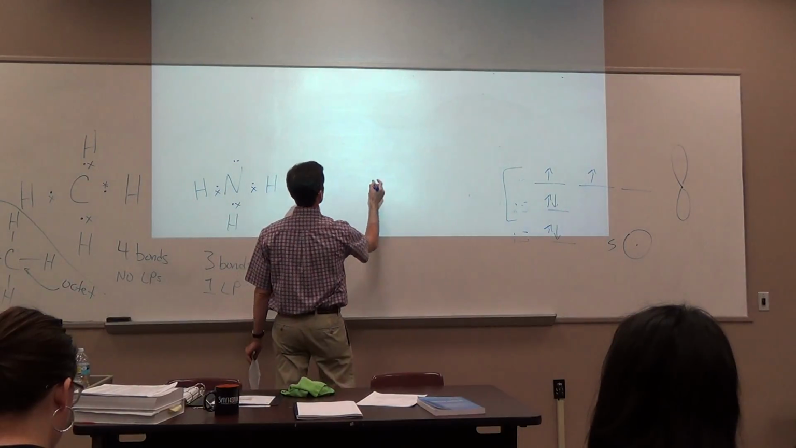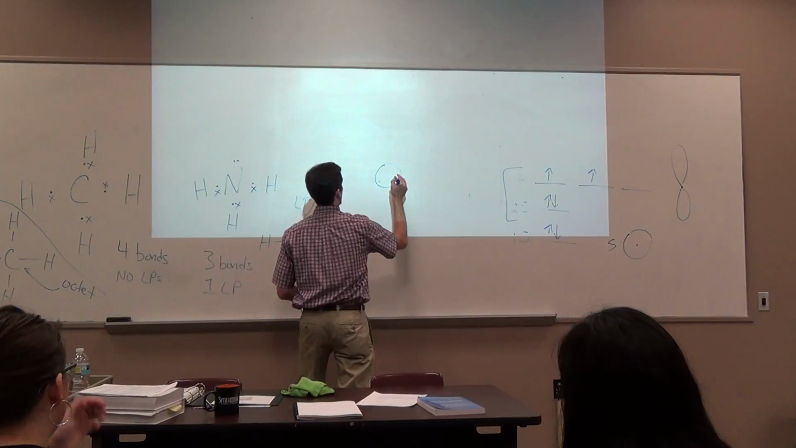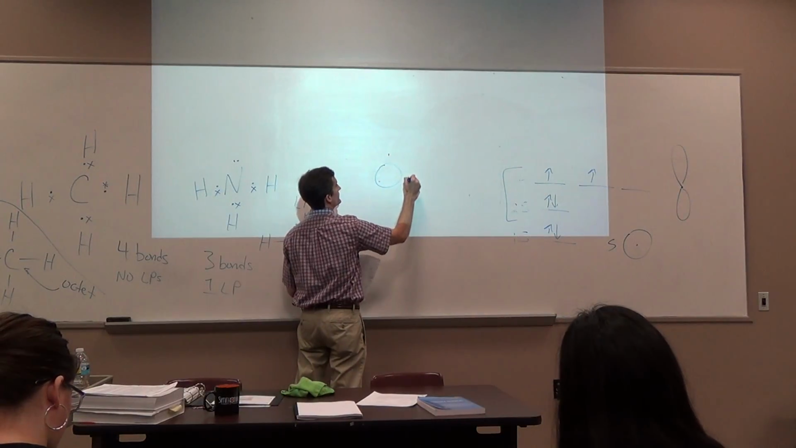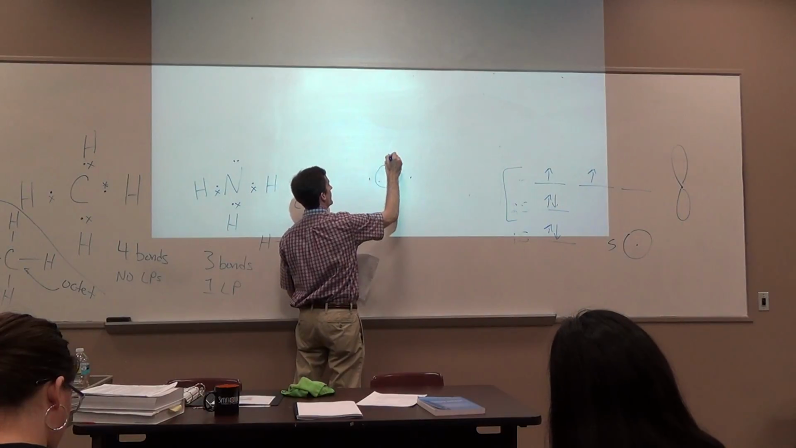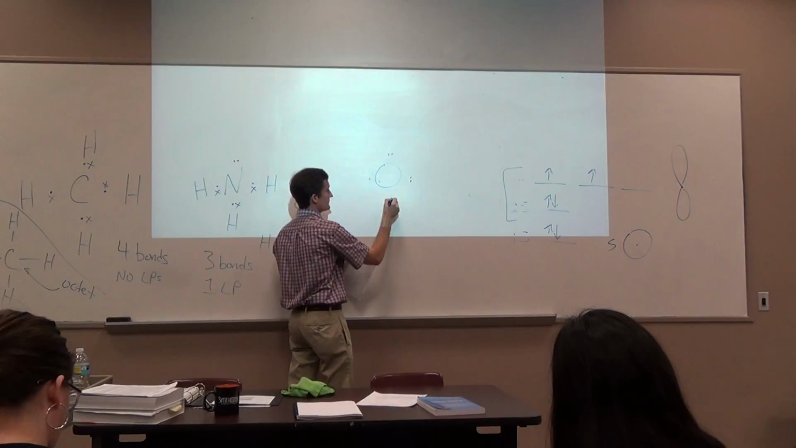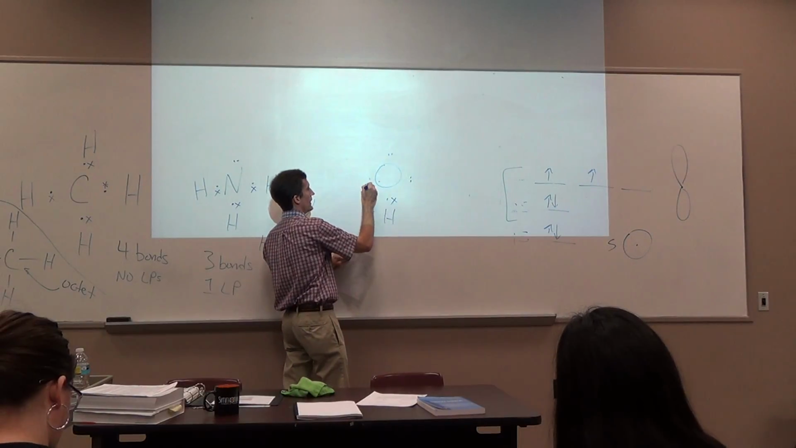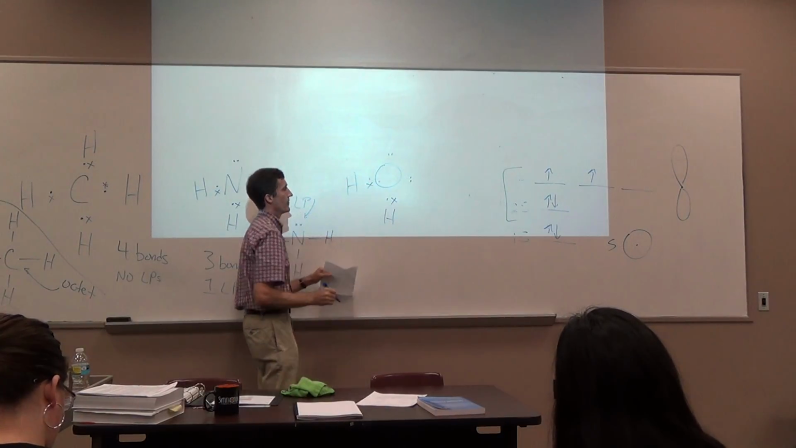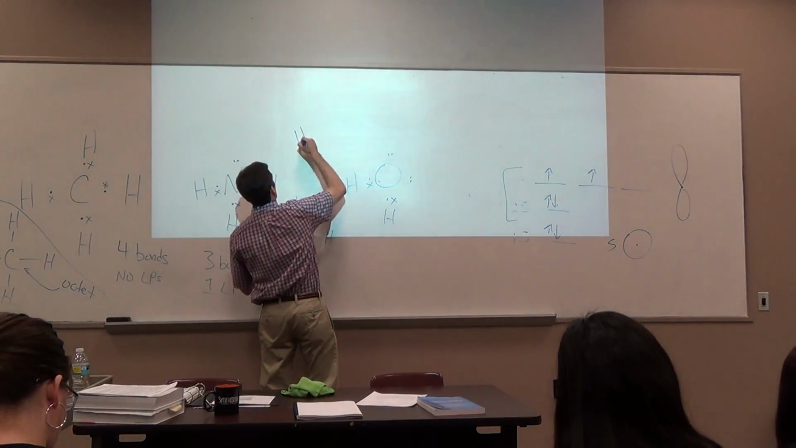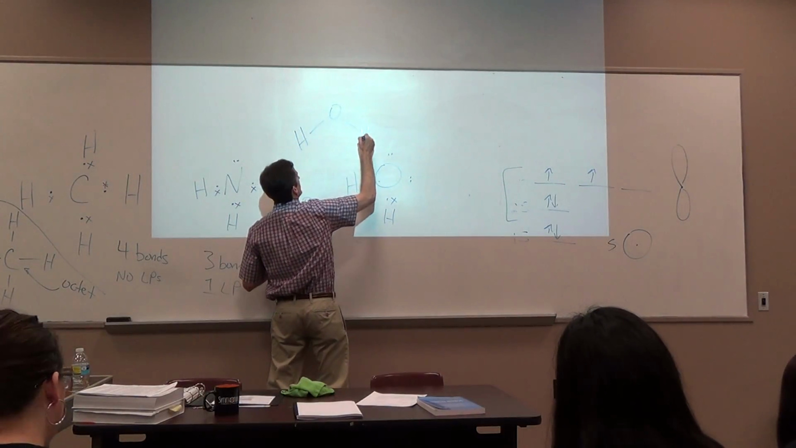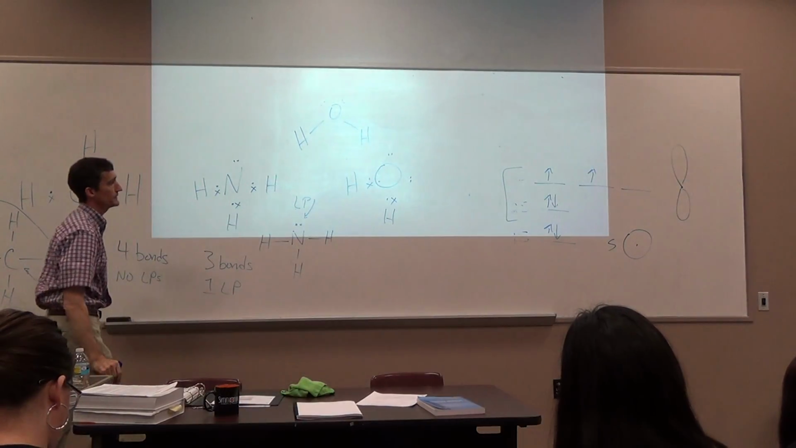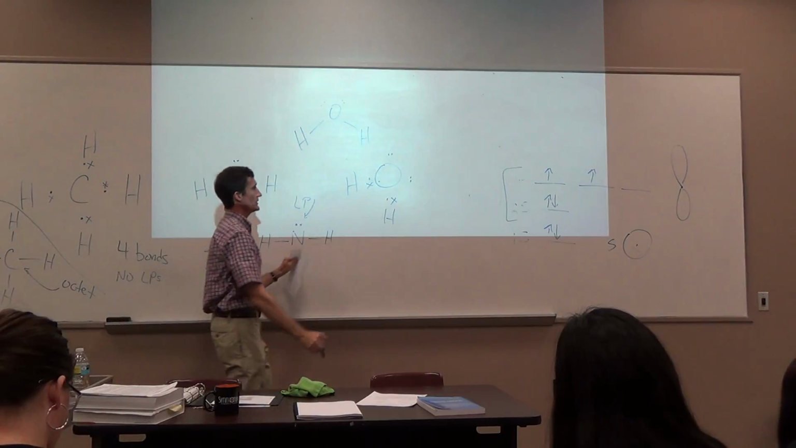What's after nitrogen? Oxygen. How many valence electrons? 6. 1, 2, 3, 4, 5, 6. How many bonds do we need to make? 2. 1 to H. Another 1 to H. What do we got? Water. 2 bonds to H and 2 lone pairs, right? That's what that indicates. Oxygen has an octet.